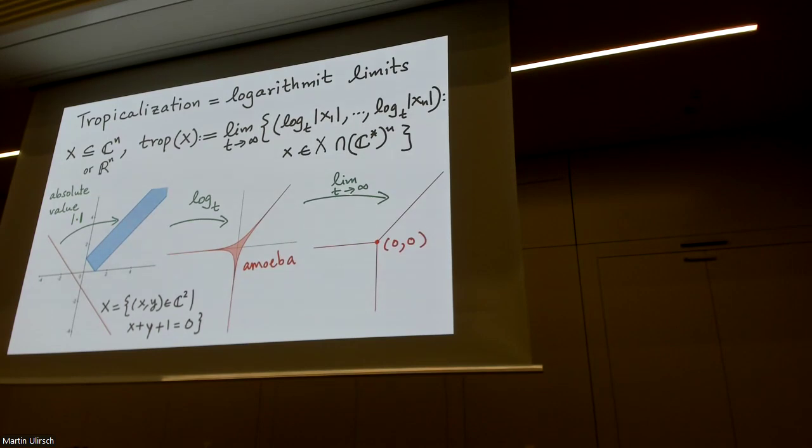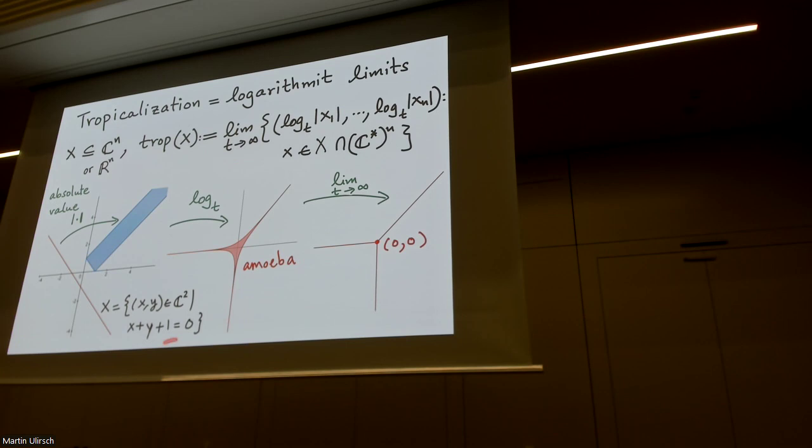So right here, I start with some set, either an algebraic or semi-algebraic set in C^n or R^n. We're going to throw away 0. That's what the star here means. I'm just ignoring the 0 coordinates because I don't want to take the logarithm of 0. And then for each coordinate of a point in my variety or semi-algebraic set, you take the absolute value, and then you take the logarithm base t, and then let t go to infinity and see what happens.